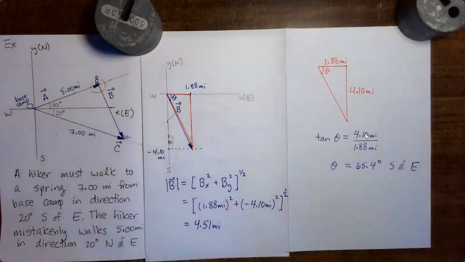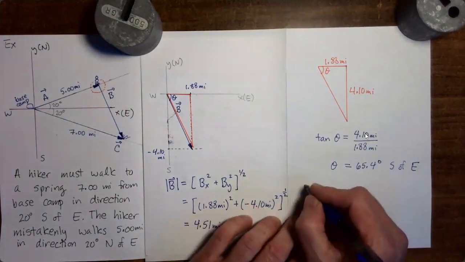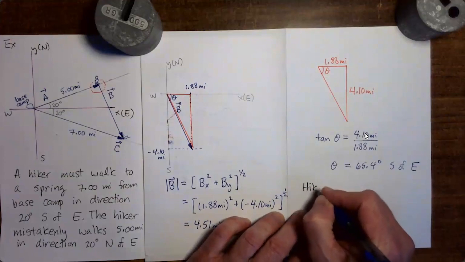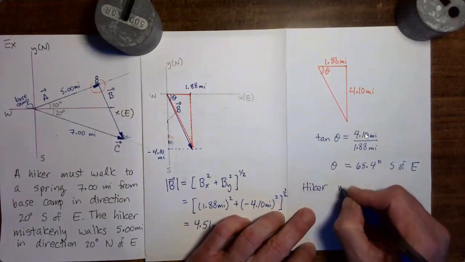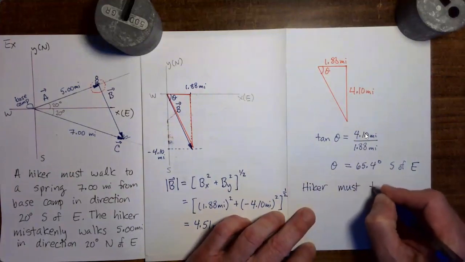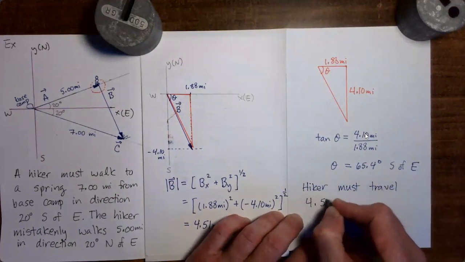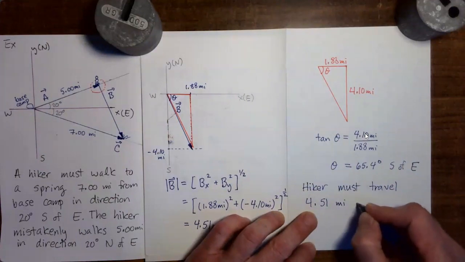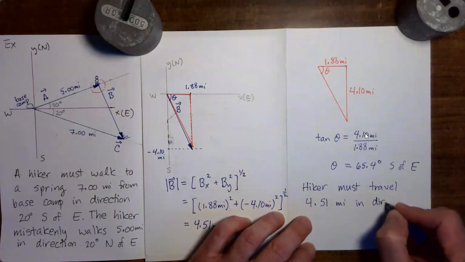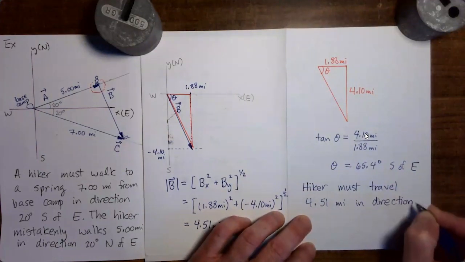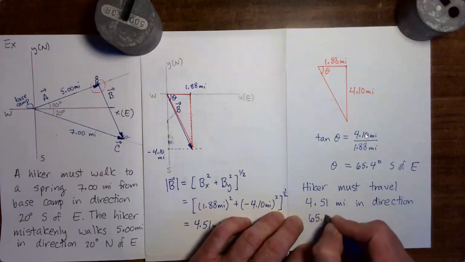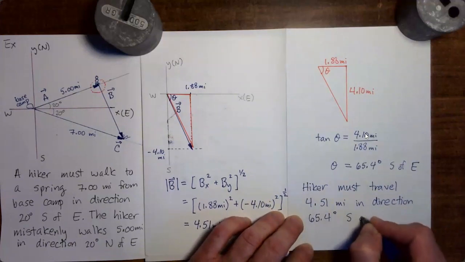And if we want to take all of this information and put it into a single statement, we can say that at the end of the process, the hiker must travel 4.51 miles in a direction 65.4 degrees south of east.